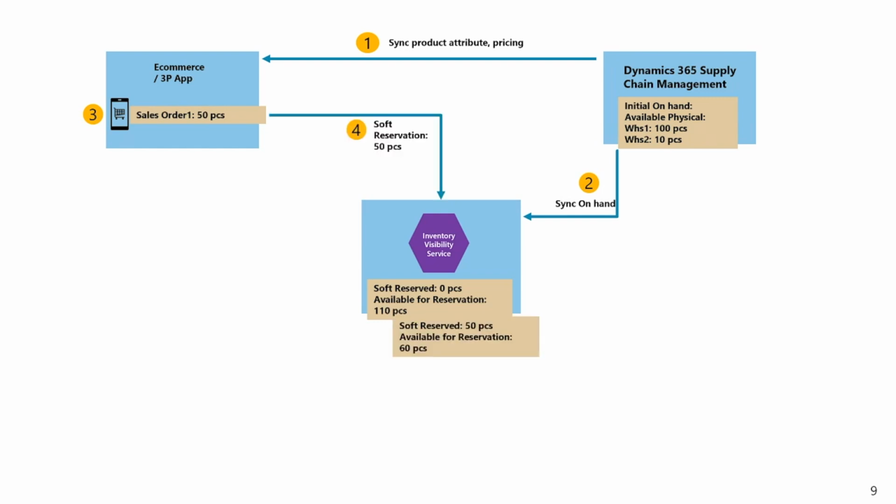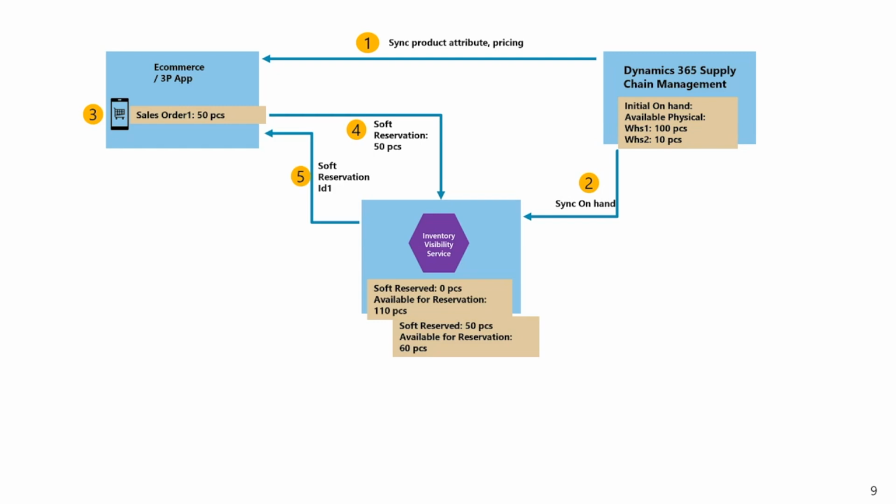The e-com site calls the Soft Reservation API to check the available for reservation quantity for a product across warehouses using these new enhancements. At this time, available for reservation quantity is 110 pieces across both the warehouses. The e-com site can instantly soft reserve an order of 50 quantity for a product. The soft reserved measure has now changed to 50 quantity, and available for reservation has reduced to 60 quantity if you query on hand across warehouses.